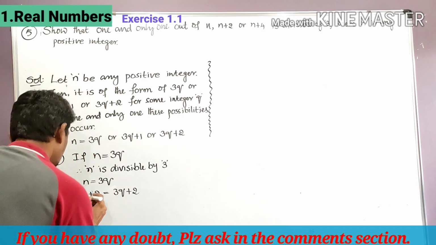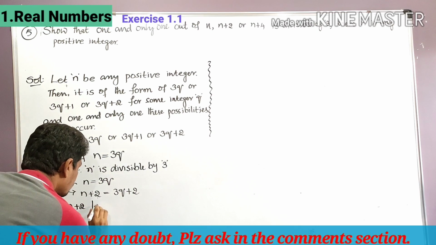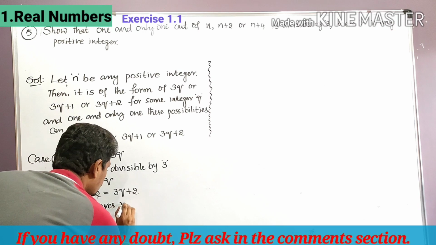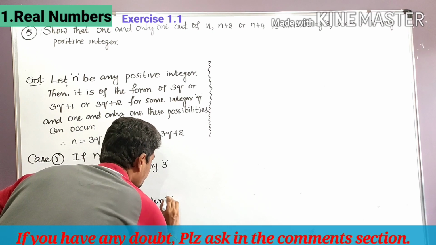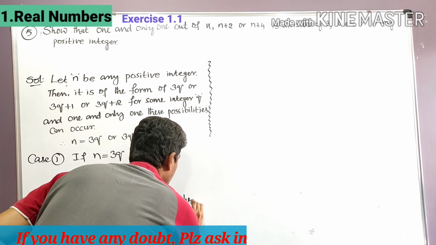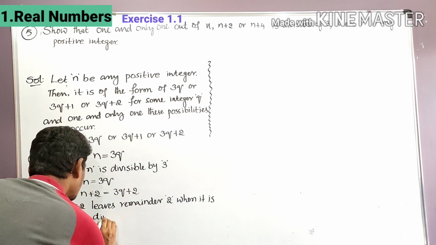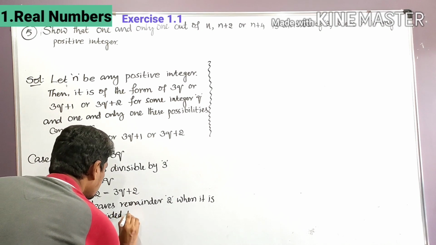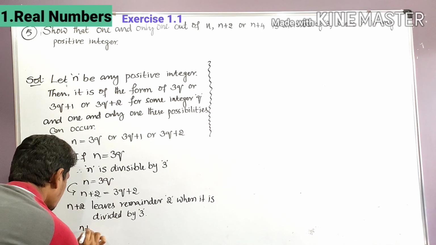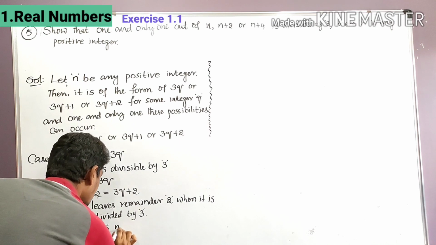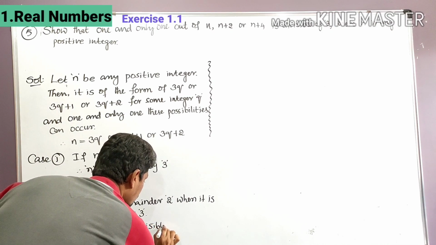So we can write, therefore, n plus 2 leaves remainder 2 when it is divided by 3. So therefore n plus 2 is not divisible by 3.